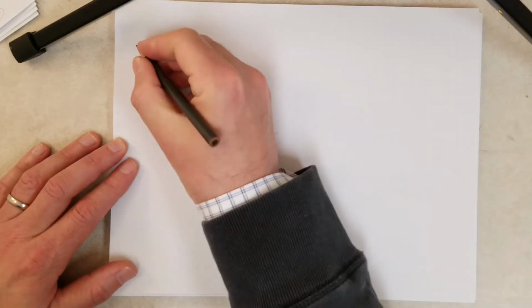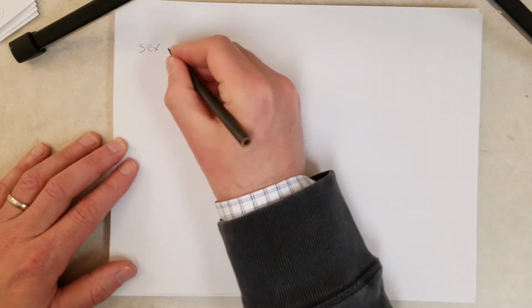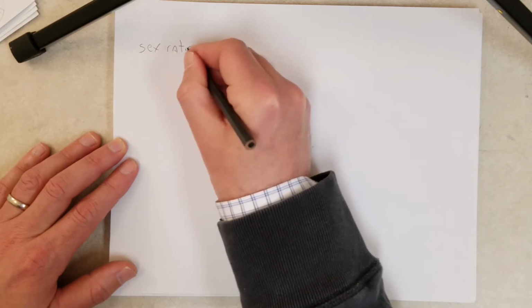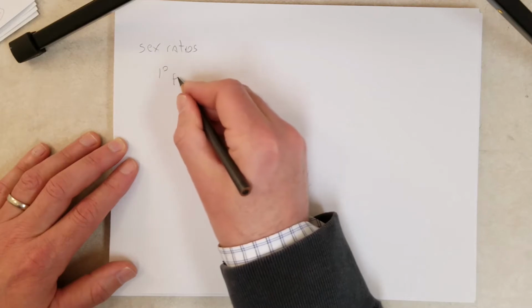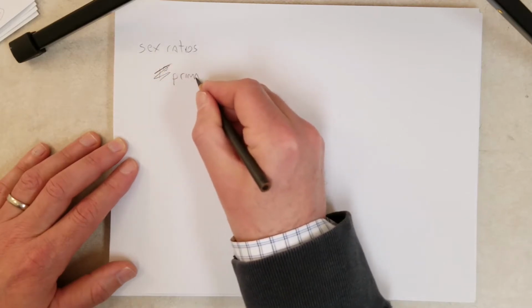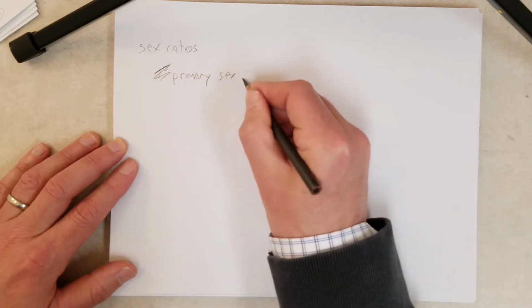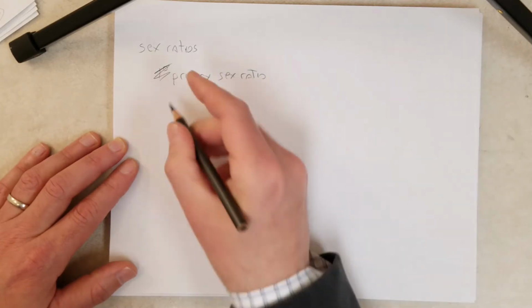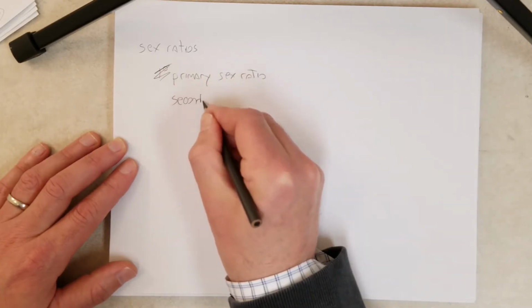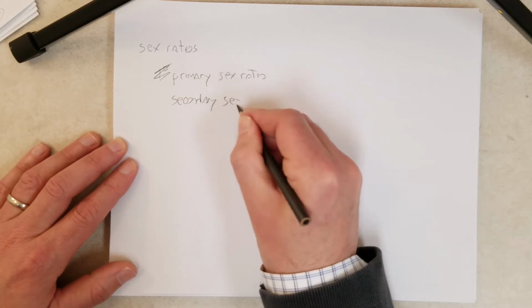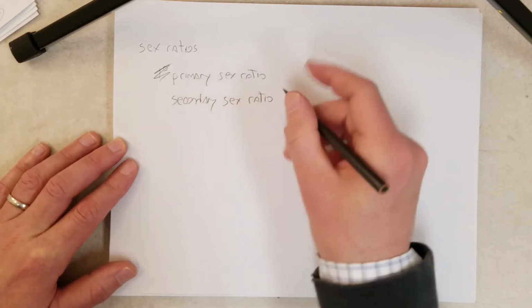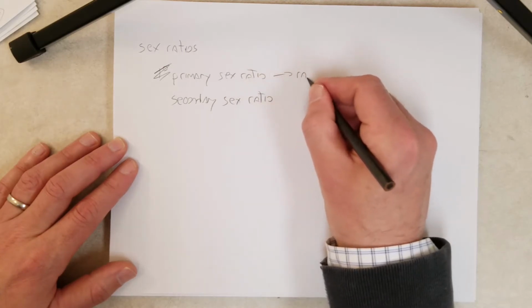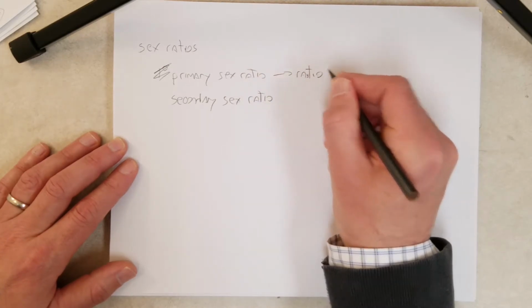But let's talk about something else briefly. So, sex ratios. Now we have two different possibilities here. We have a primary sex ratio and a secondary sex ratio.